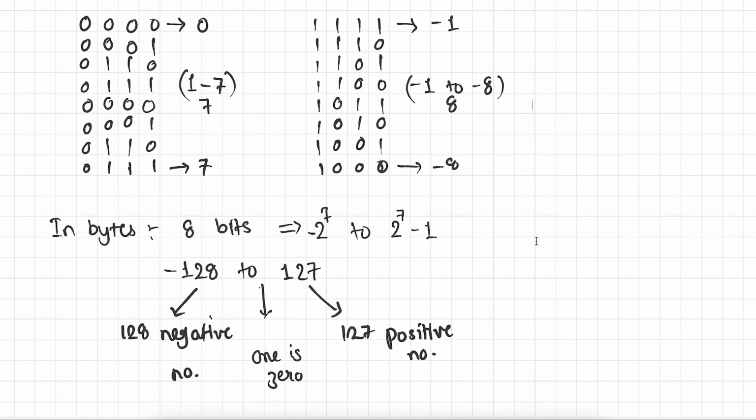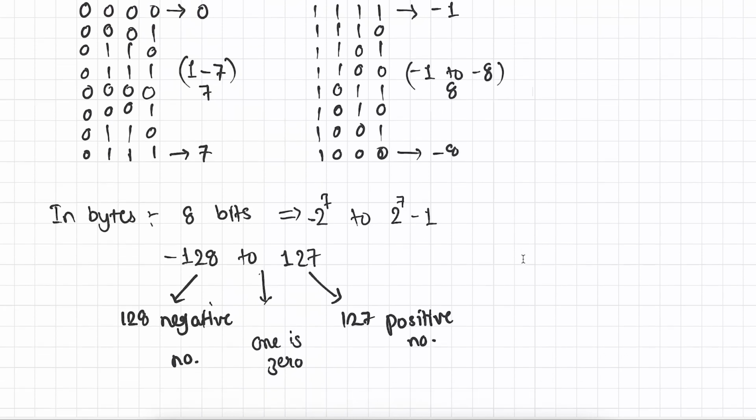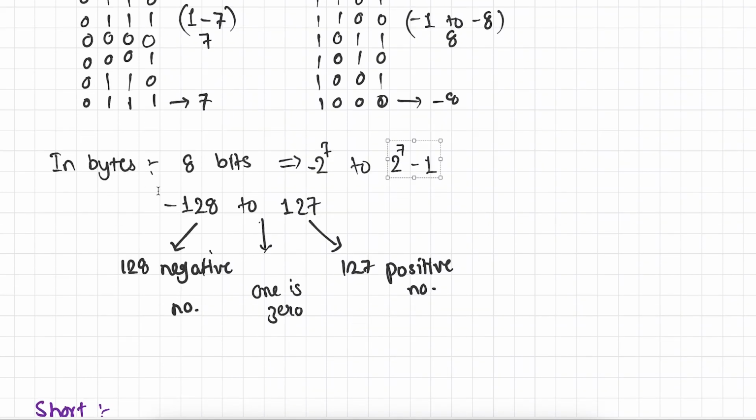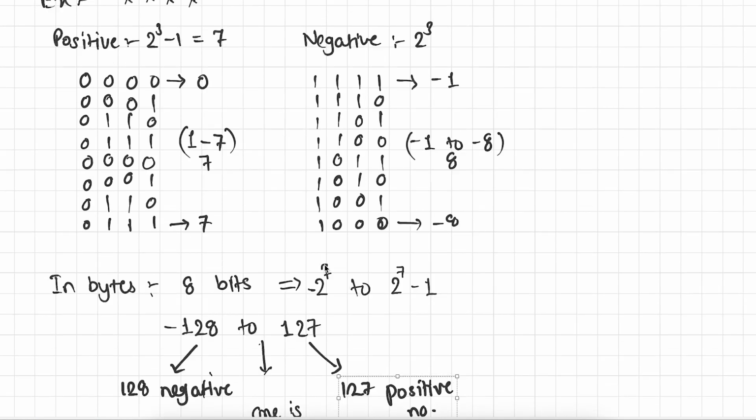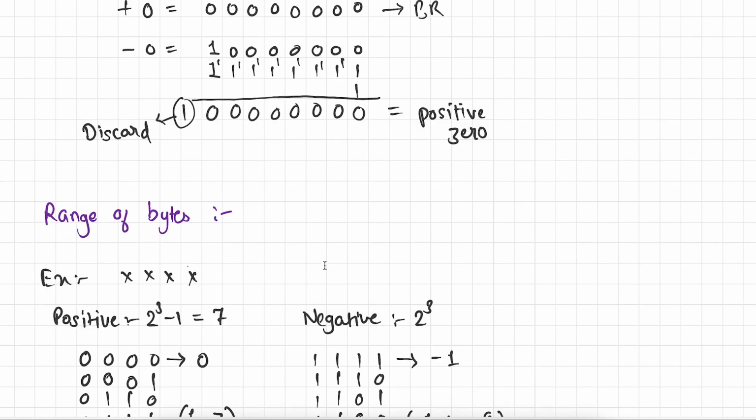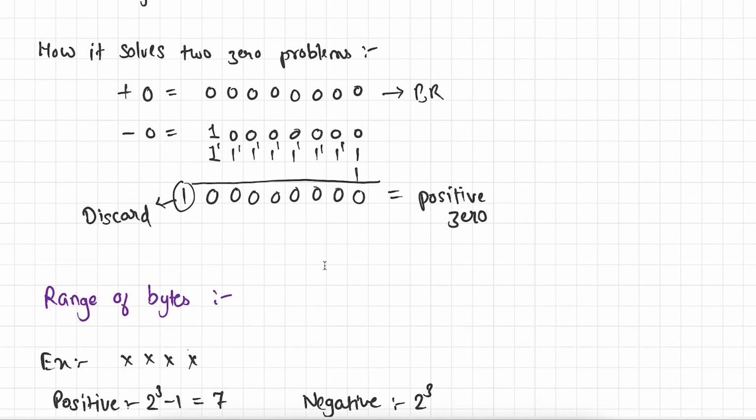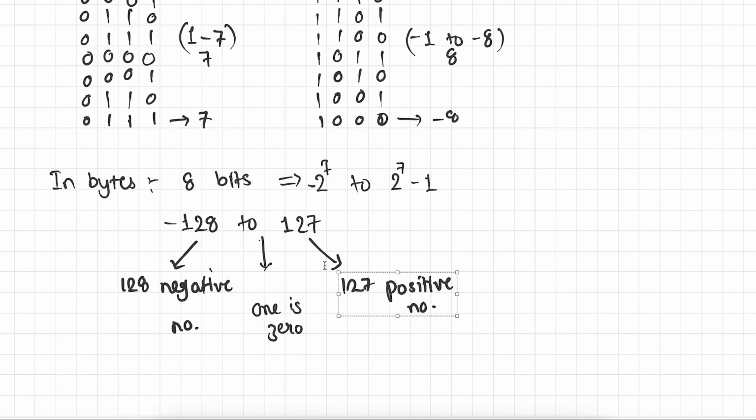Now in byte there are 8 bits. So how many numbers can we store? -2 to the power 7 to 2 to the power 7 minus 1, and it's going to be -128 to 127. It means we can store 128 negative numbers, 1 zero, and 127 positive numbers. So now you understand what the byte data structure is and what range it covers, meaning how many numbers we can store in this primitive data structure.